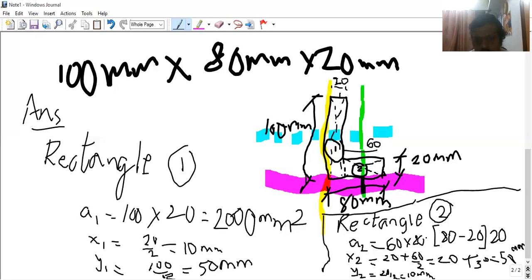Okay, students. So our A1 is 2000 mm square, x1 is 10 mm, and y1 is 50 mm, and A2 is 1200 mm square, and this x2 is 50 mm, and y2 is 10 mm. Is that clear, students? So of course this is your 6 size, 12 and 0, 0. Okay, students. So this is the first rectangle and this is the second.